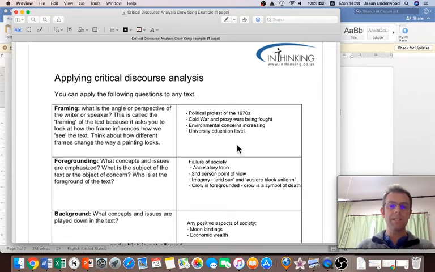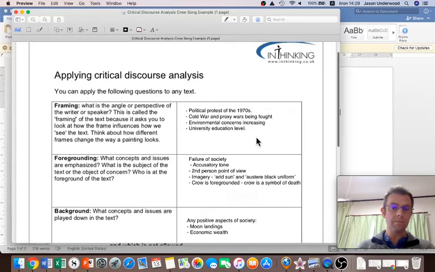And so this is essentially the context. And we already uncovered that in our first reading and our Big Five analysis. So we've got the idea of political protest of the 1970s with the Cold War in full swing. There's the proxy wars, such as the Vietnam War, that's being fought or just wrapping up being fought. There's also the threat of nuclear war. There's also environmental concerns increasing, and we're looking at a university education level for the audience here.